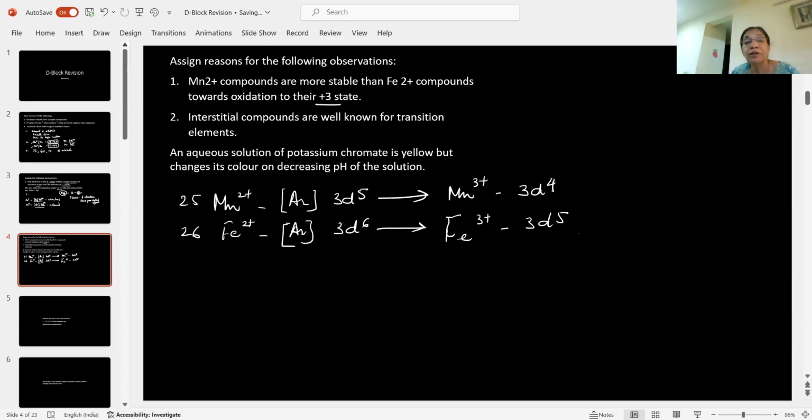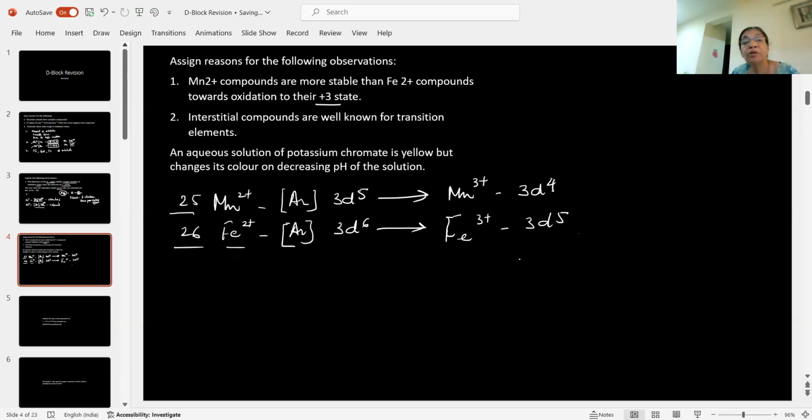So since Fe2 plus is going towards a more stable configuration, Fe3 plus is more stable, but Mn3 plus is not more stable. So Fe3 plus is more stable than Fe2 plus, but Mn3 plus is not stable. You have to always explain by writing the electronic configuration and showing the half-filled orbital.